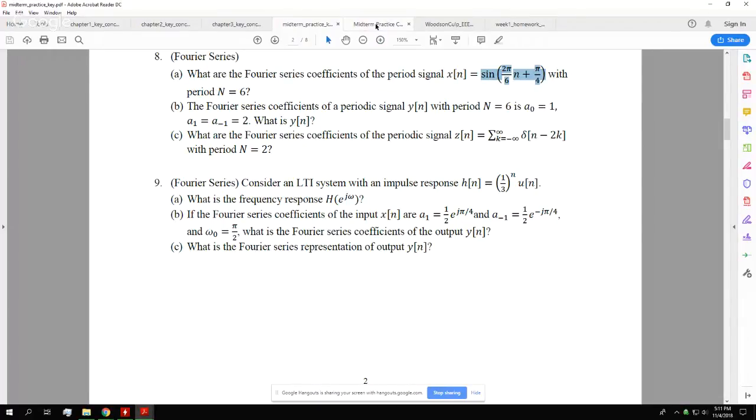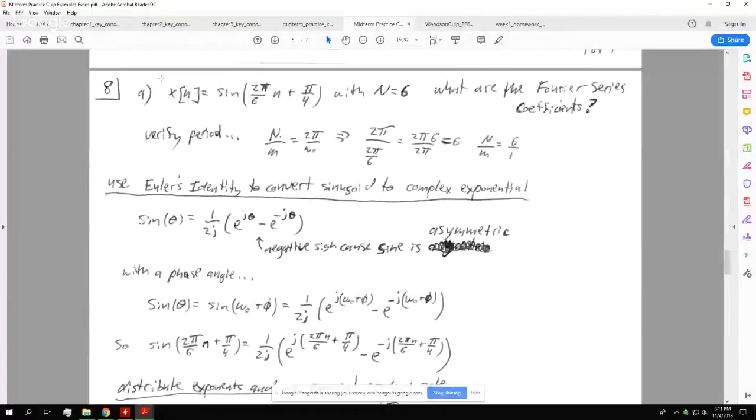So let's go to my notes, and we'll attack it. The first thing I've done is I've just reiterated what the problem gave us. That's our signal. We have a period of n equals 6, and we want to know what the Fourier series coefficients are.